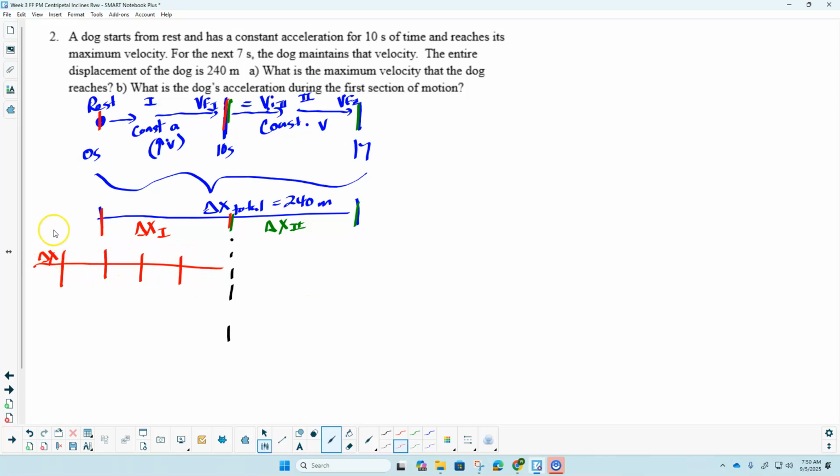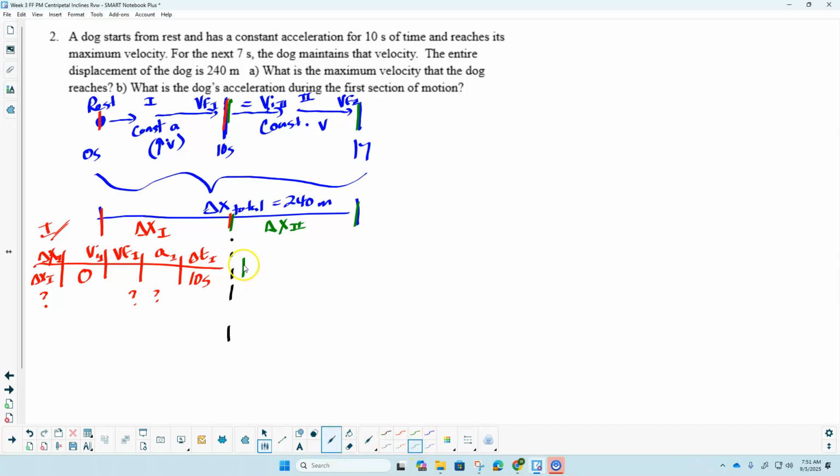So for section 1, which I'll just put a 1 next to it, we got delta x1. We don't know how far that is. VI, we do know that VI1 is 0. VF in section 1, we're not sure about. The acceleration, we don't know. We do know the time of section 1, and that's 10 seconds. So we don't have enough information quite to solve just using that part of the equation.